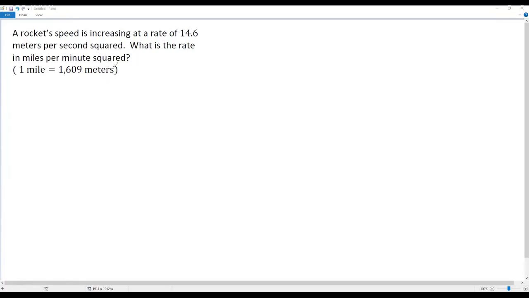Here we have a SAT math problem. Okay, let's go to the question. A rocket's speed is increasing at a rate of 14.6 meters per second squared. What is the rate in miles per minute squared?